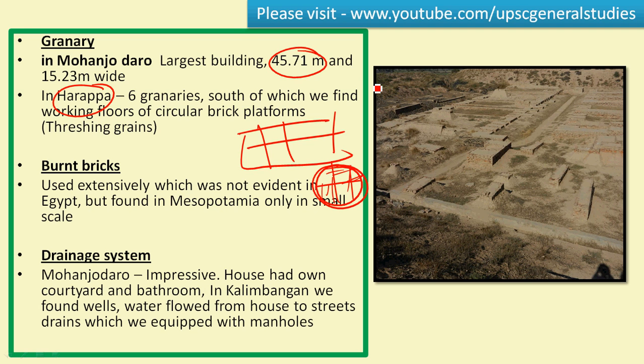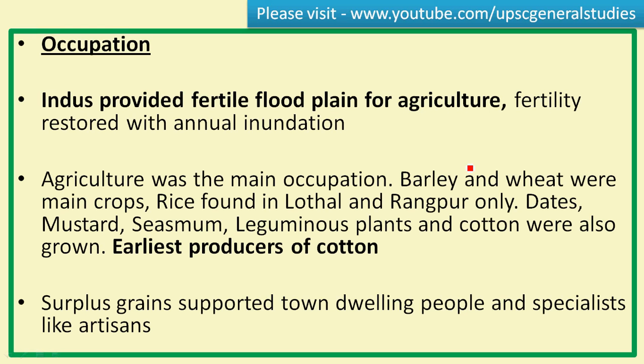And next let's look at the drainage system. It was impressive in Mohenjo-daro. Houses had their own courtyards and bathrooms, and the water was let out from the drains into the main drain. In Kalibangan we find wells. Water flowed from the house to the street drains, and these street drains were equipped with manholes for cleaning the drains. So this is the planning here.